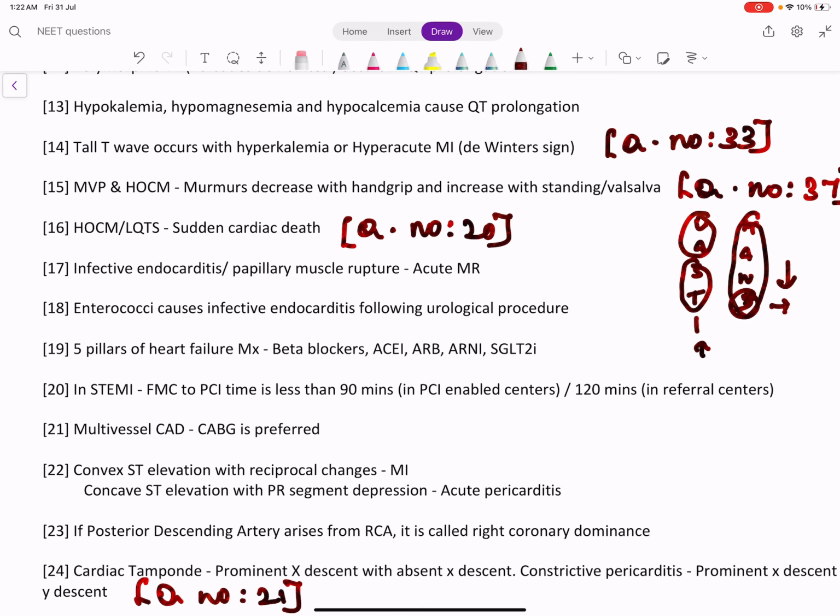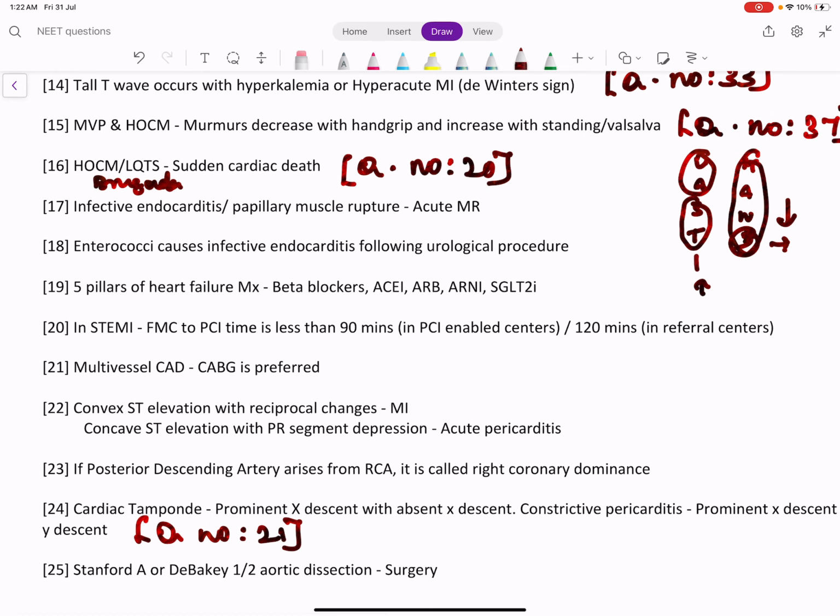HOCM and long QT syndrome are diseases which cause sudden death. Also we have Brugada syndrome. These are diseases which cause sudden death. This was discussed in question number 20.